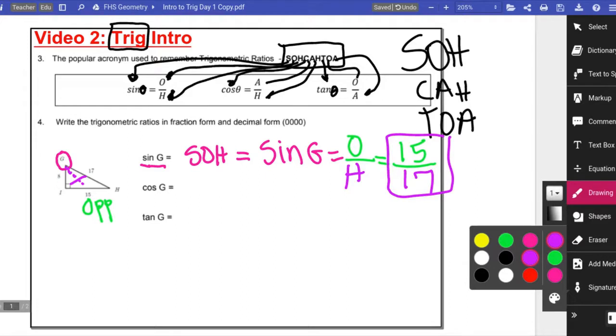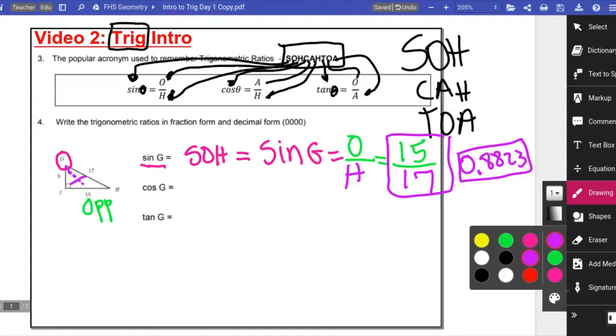So this is technically your answer. But sometimes they might ask for decimals. Who knows, right? If they ask for decimals, then give them the decimals. And the decimal would be 0.8823. All right, we're good. Let's do the next one.